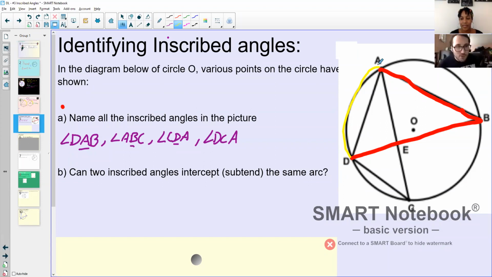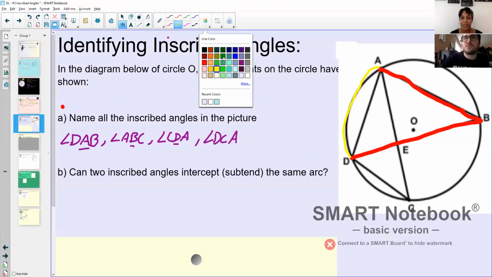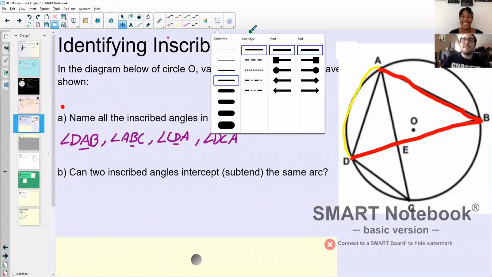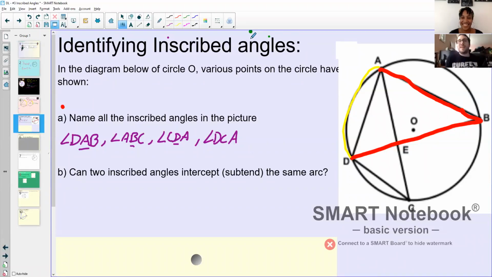So Zav is saying yes. Who else do we think? Do we all agree? Do we disagree? Javier says yes. Hi, welcome Javier. What's up, man? So I see a lot of people saying yes. If it's yes, what's the other angle? I'll do it in the best color, which is green. Can someone name another inscribed angle that also intercepts that yellow arc?